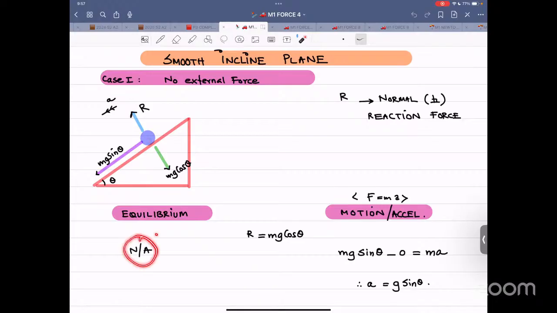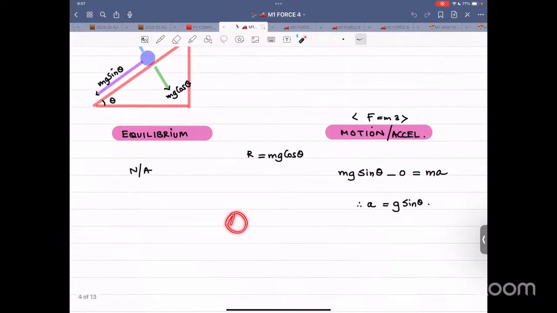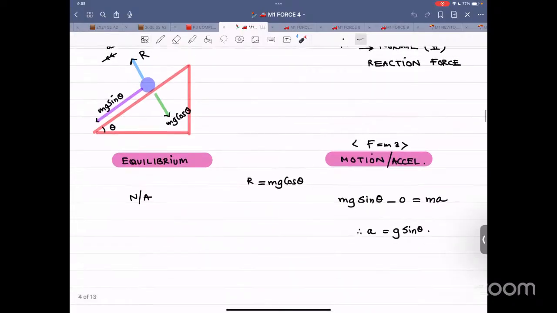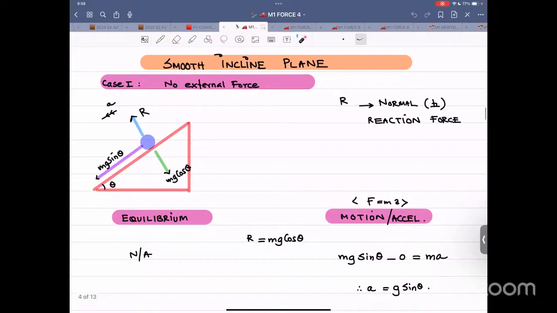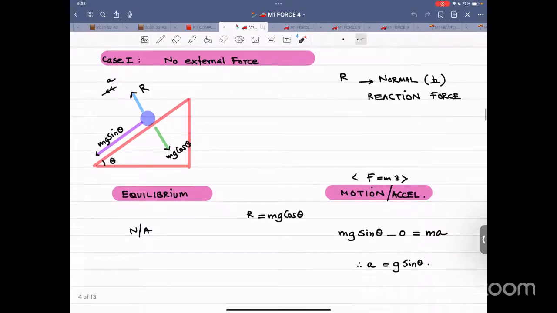Can it be in equilibrium? Not possible. So now over here, mg sin theta minus 0, there is nothing stopping it. mg sin theta equals ma. So m cancels. Therefore, a is g sin theta. So we get this idea whenever there is a particle going down the plane. The acceleration is the acceleration due to gravity multiplied by sin of theta. You remove that m and you get the acceleration. R is equal to mg cos theta. That is of no use to us at this moment.